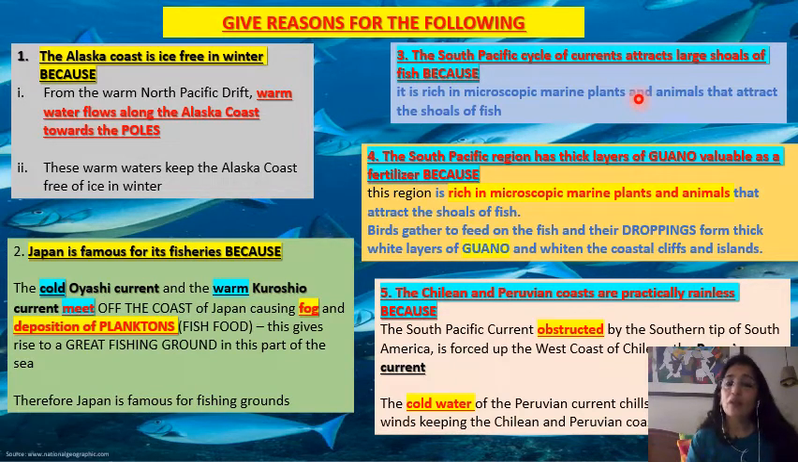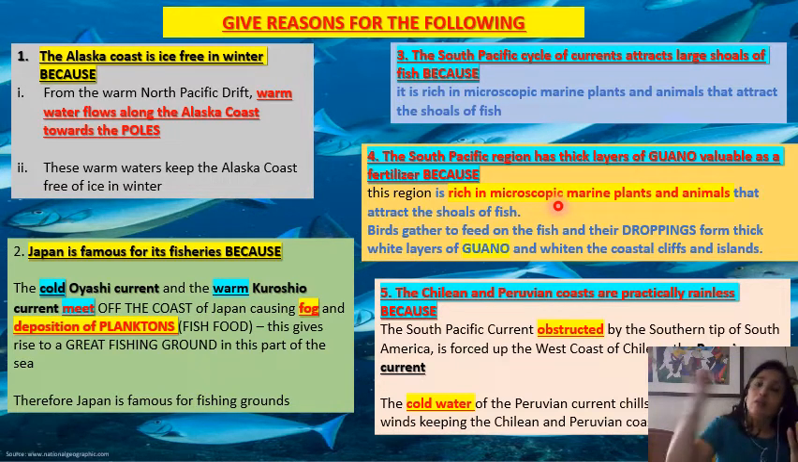This is where the South Pacific Ocean, the cycle of currents, attracts a lot of fish because this area is rich in microscopic plants and animals. Fish come there to eat on those. Birds come to eat the fish and keep dropping everywhere. Their droppings form thick white layers of guano and whiten the coastal cliffs of islands. If this question comes, you have to give all the answers. This region is rich in microscopic plants and animals. So shoals of fish get attracted. So birds come to eat those fish and their droppings cause this thick guano.